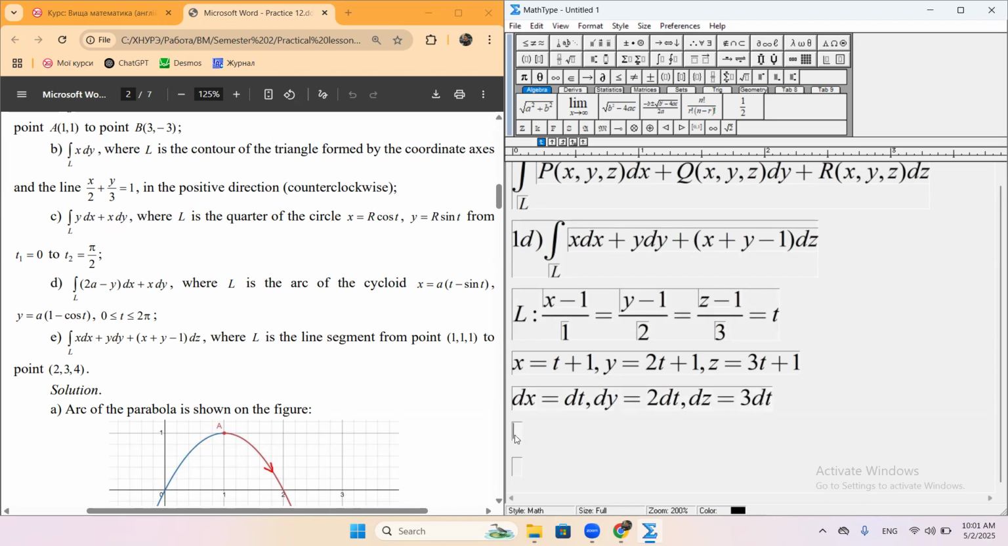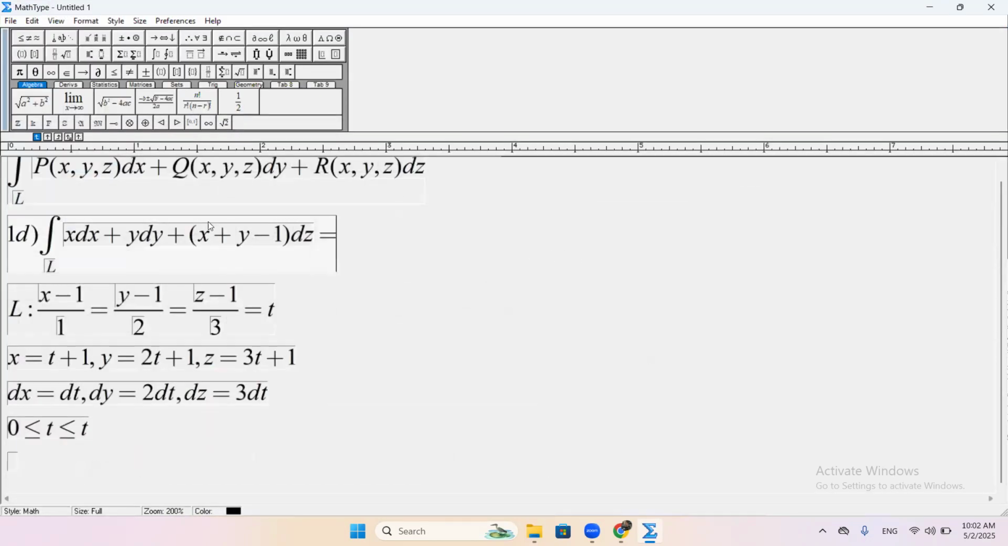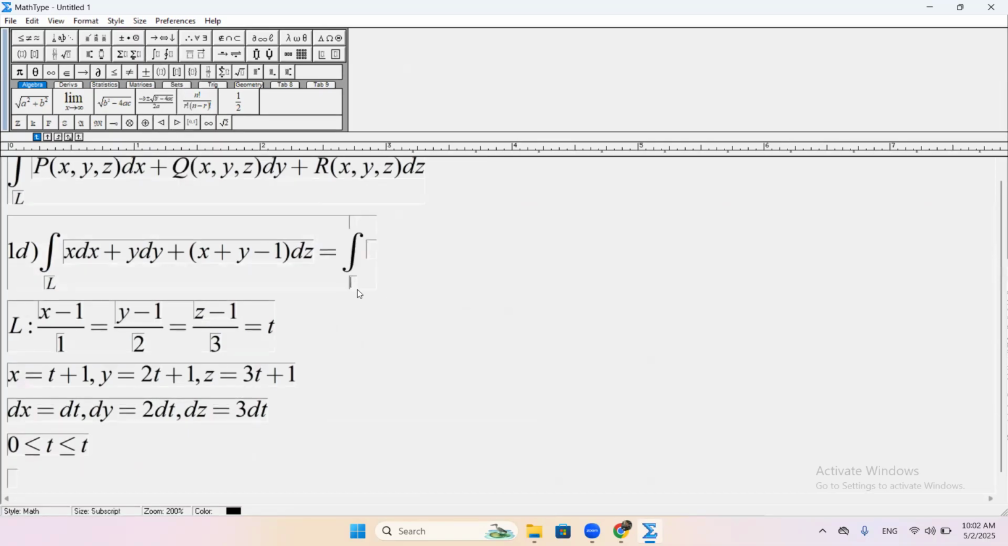What about limits of integration? Actually, we can see that if I substitute 0, I have (1,1,1). If I substitute 1, we can see from the equation, I have (2,3,4). So t changes from 0 to 1. And always, if we need to integrate along a straight line or curve in three-dimensional space, we always have to parameterize this curve.